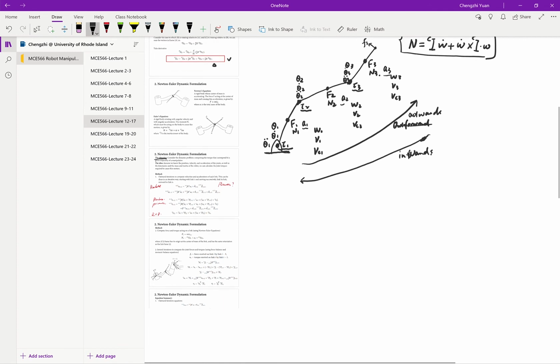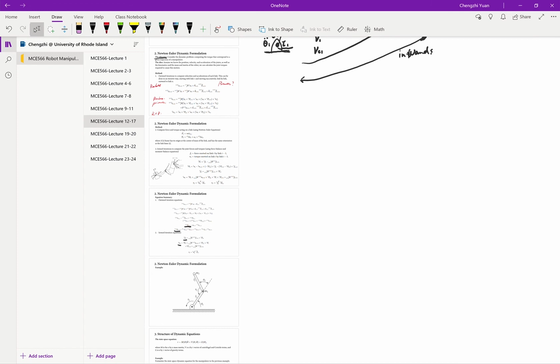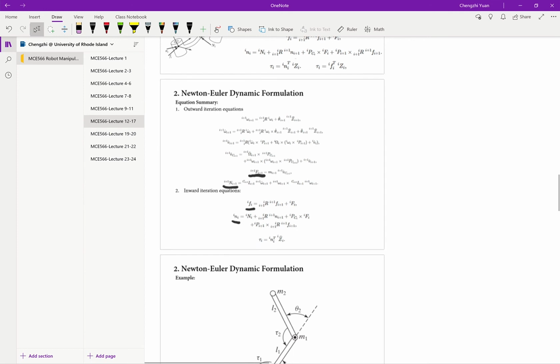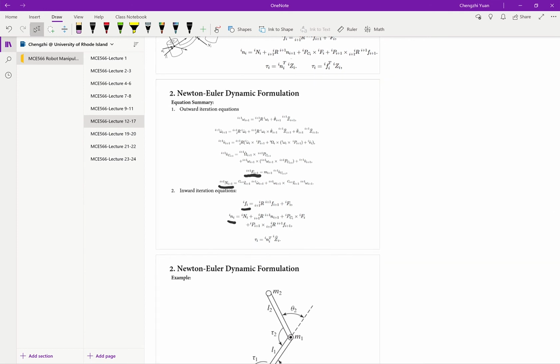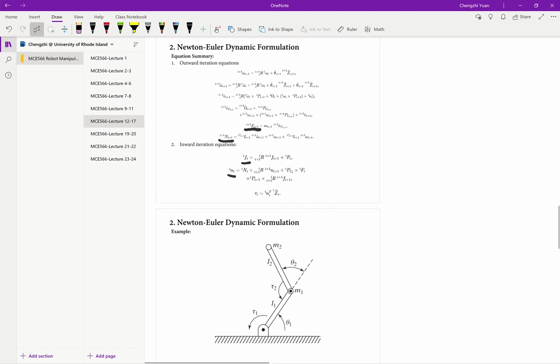In the next video, we are going to use an example to show you how we apply this set of equations to solve a dynamics modeling problem. This is an example we left from the previous class.